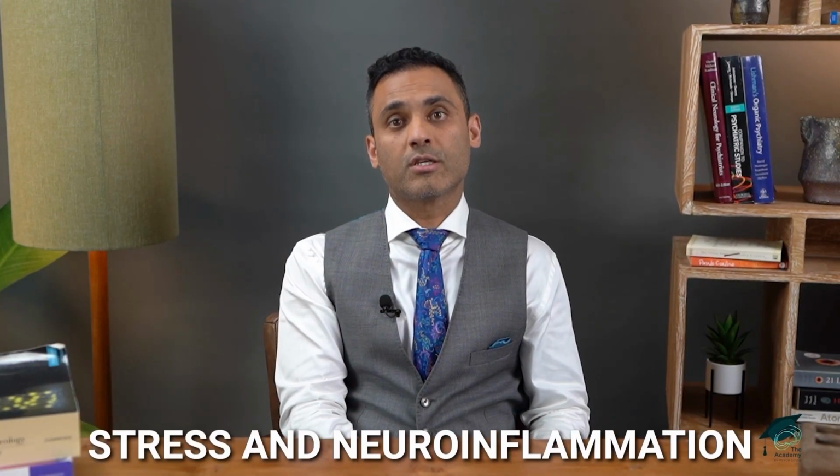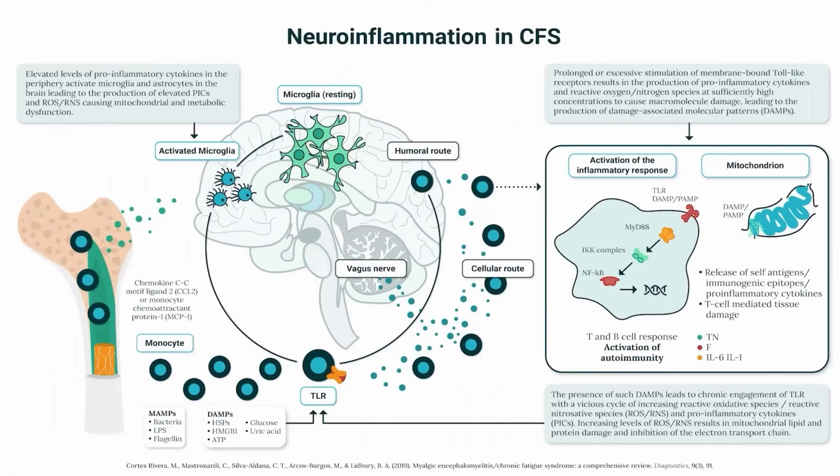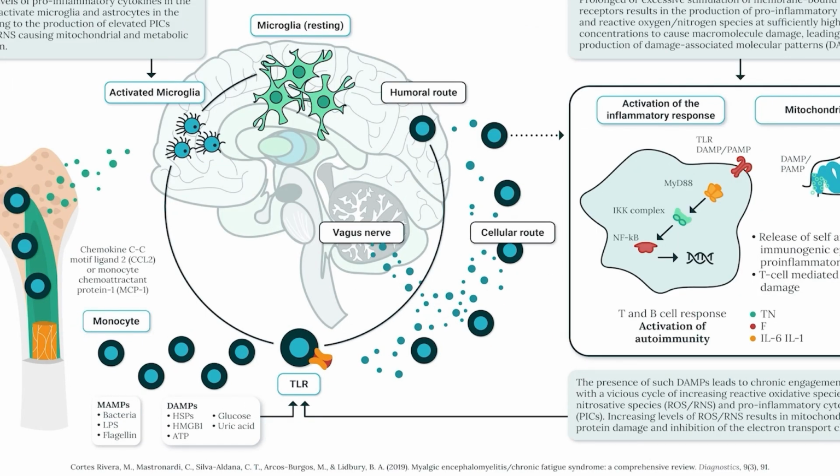So firstly, let's look at the impact of stress on the brain. Now we know that stress can mount an inflammatory response, which initially begins in the periphery through the release of immune cells from the bone marrow, for example, monocytes. Now when there's peripheral inflammation, there's of course some tissue damage.